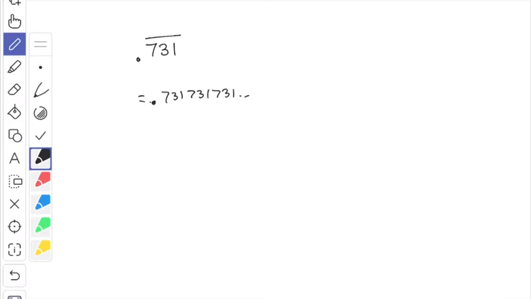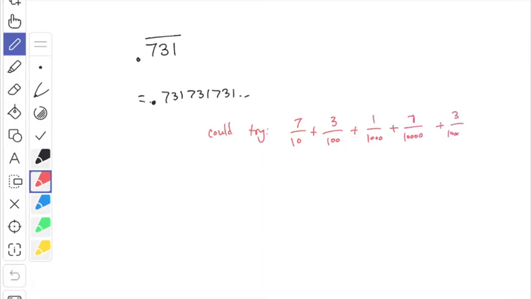Same trick. I want to turn this into a series somehow. Now, it doesn't quite work in the same way. Let me try one attempt. This is not going to work, so don't write this down, but you could try saying it just the same way that I did before. It's 7/10 plus 3/100 plus 1/1000. Then I go back to 7 over 10,000, and then 3 over the next power, 100,000. I think that's enough zeros, etc. This turns out not to be a great approach because when I write it that way, it's not geometric.